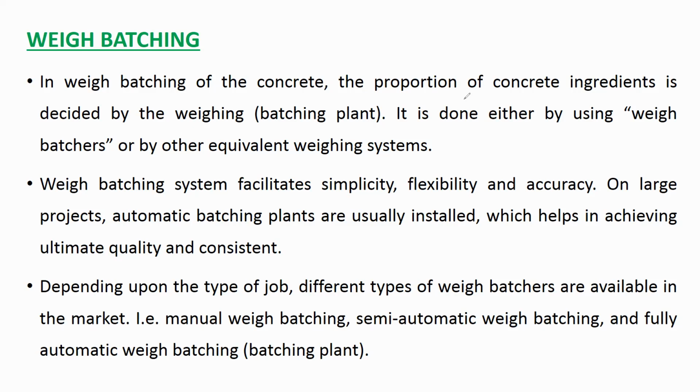Weigh batching system facilitates simplicity, flexibility, and accuracy. On large projects, automatic batching plants are usually installed, which help in achieving optimum quantity, quality, and consistency. So the weigh batching system is a simple one. It gives more flexibility and accuracy also. But if you are going for weigh batching for small works, it will give you more work. The work will become more complicated if you are taking the ingredients by weight.